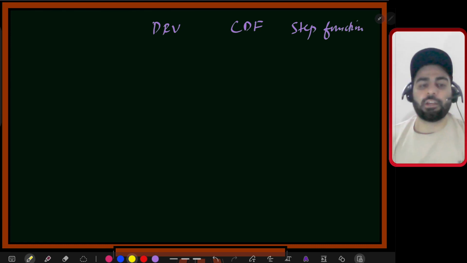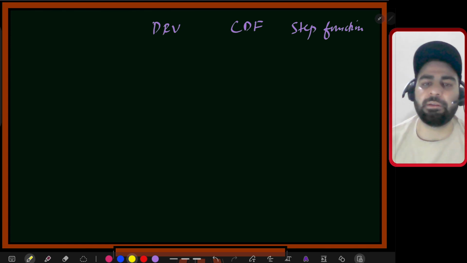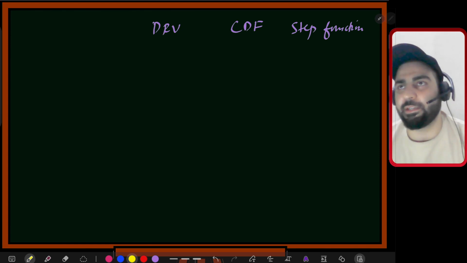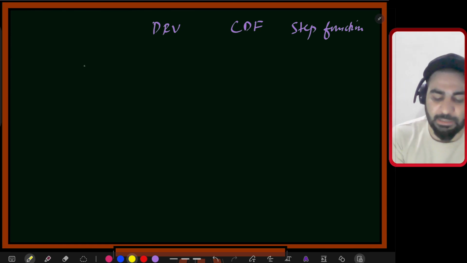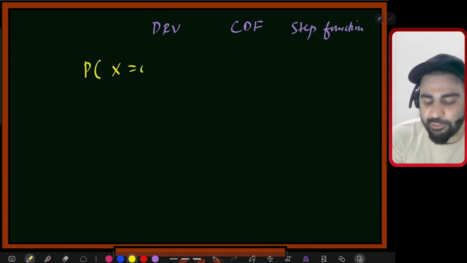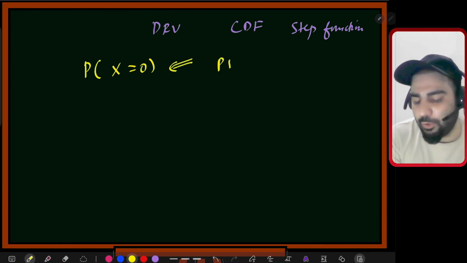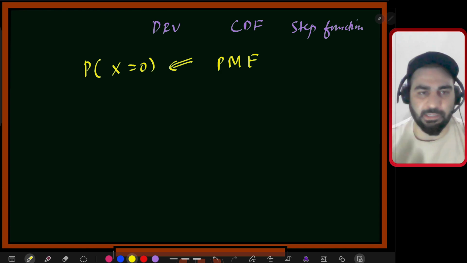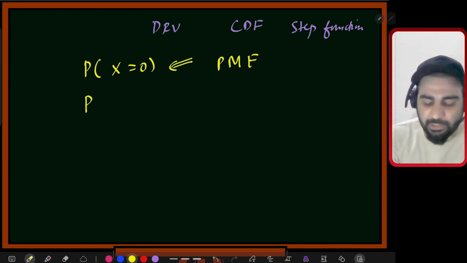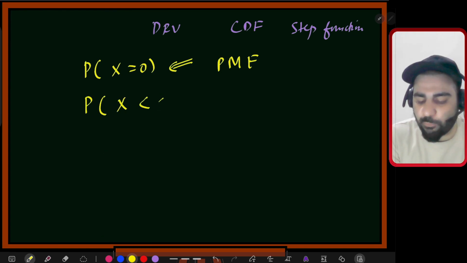Okay, so CDF is a function which basically takes into account, it's cumulating something, it's an aggregation. It's aggregating something. So how is it written? Let's suppose we write probability x takes value 0. This is what is called a PMF, a probability mass function, because it takes a particular value and for that it gives you a certain value.